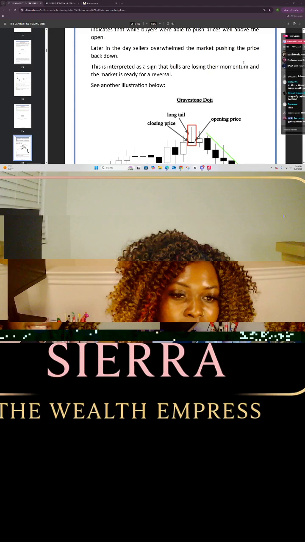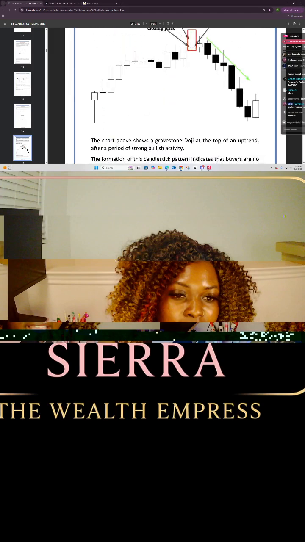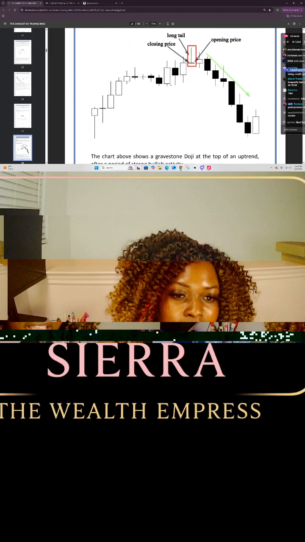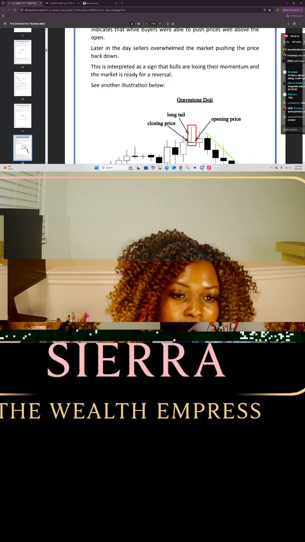I appreciate y'all. All right, so this is interpreted as a sign that bulls are losing their momentum and the market is ready for a reversal. And remember, we have to pair these candlestick patterns with zones, okay? Don't just see this and think that it's going to look like this, because I don't even know where they got this from. Like, nah, this is unrealistic. Okay, so we said that.